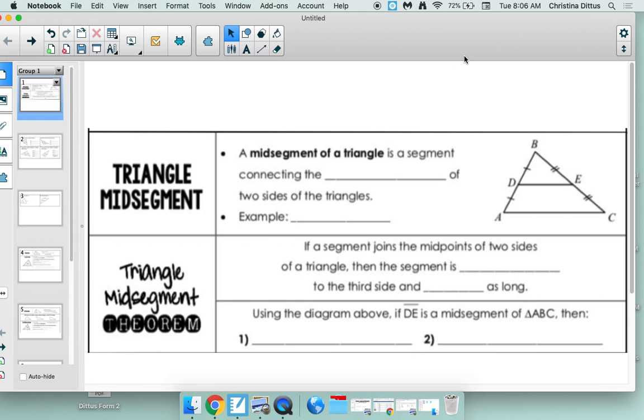between the midpoints of a triangle. So a midsegment is a segment that connects the midpoints. You guys all remember what midpoints are, right? The point in the middle.